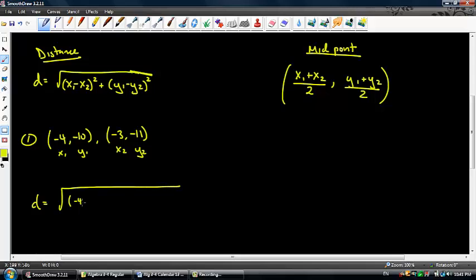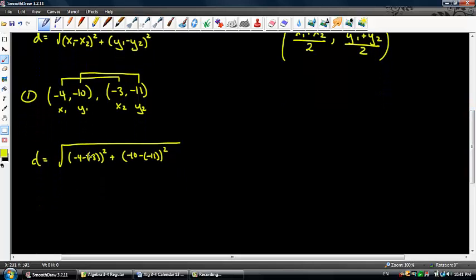So I've got -4 minus -3 quantity squared plus -10 minus -11 quantity squared. So remember, we've got to stay consistent. It's got to be from here to here, and then from -10 to -11, or vice versa, depending on which way you're going. So let's go and just hash this out.